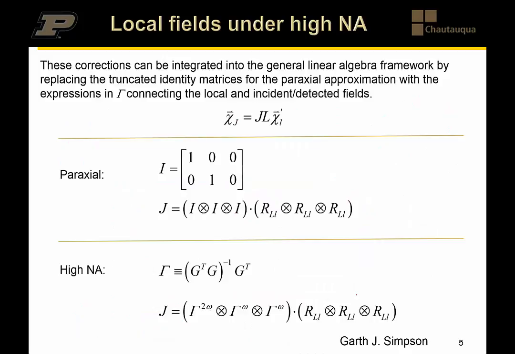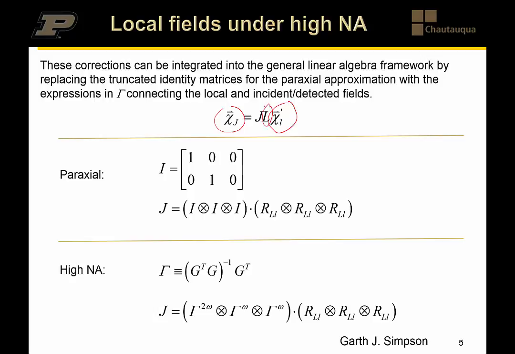Okay, how do we then build these known matrices in gamma into this linear algebra architecture that we've been building up the whole time for relating the local frame tensor to the Jones tensor, which we then in turn relate to the experimental observables? Within the paraxial approximation, just to remind ourselves, we had two things we had to take into account. Well, three actually.